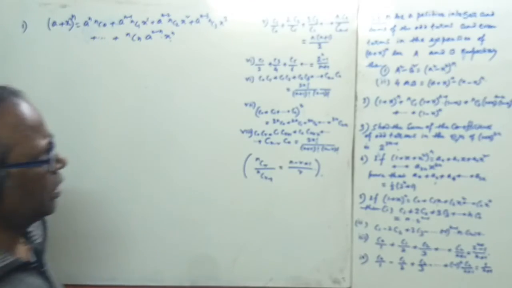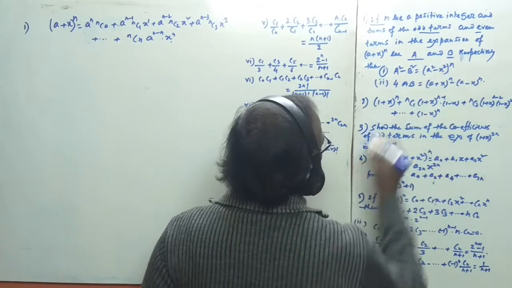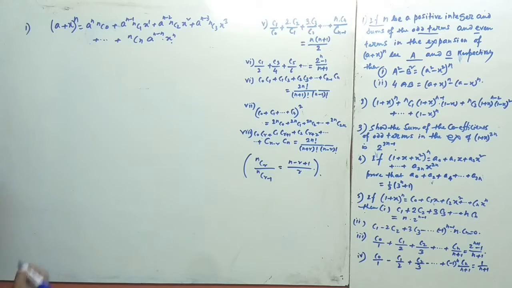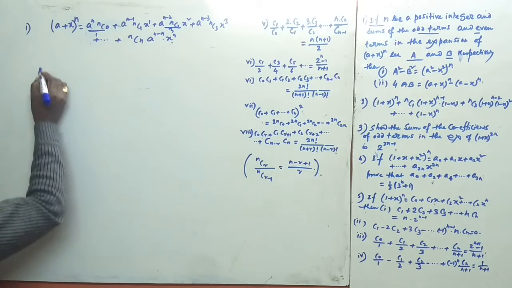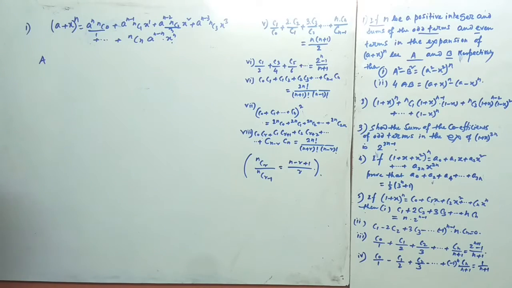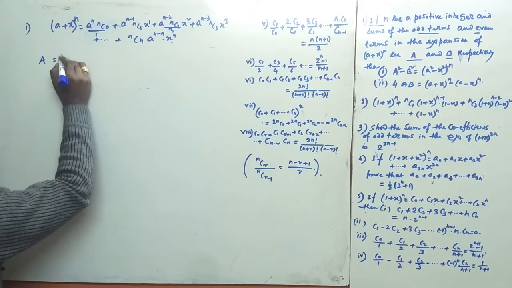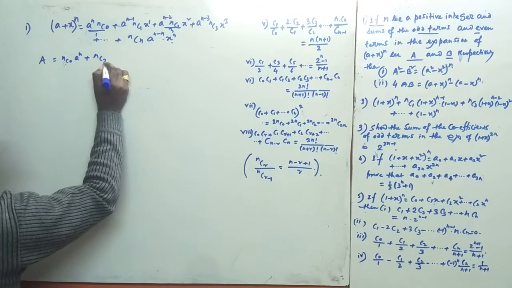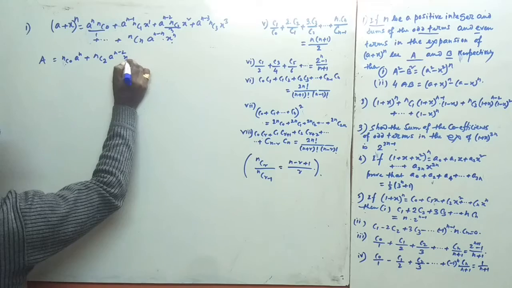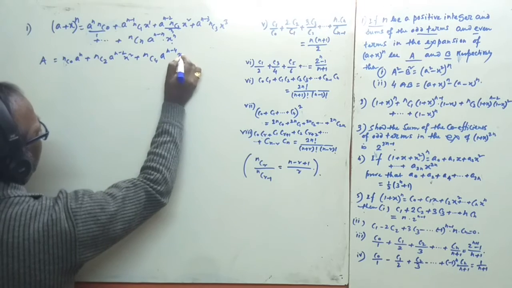This is the expansion. Now see here, the odd terms and even terms are A and B respectively. The odd terms are the first term, the third term, and so on, and their sum is A. That is nC0 a to the power n, plus nC2 a to the power n minus 2 into x to the power 2, plus nC4 a to the power n minus 4 and x to the power 4, like that.